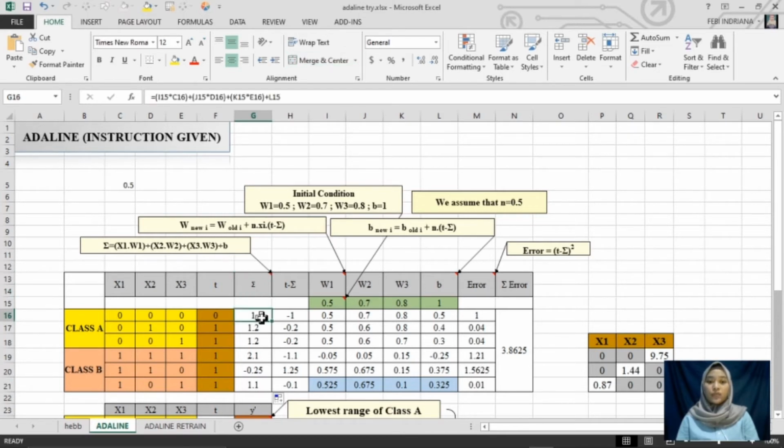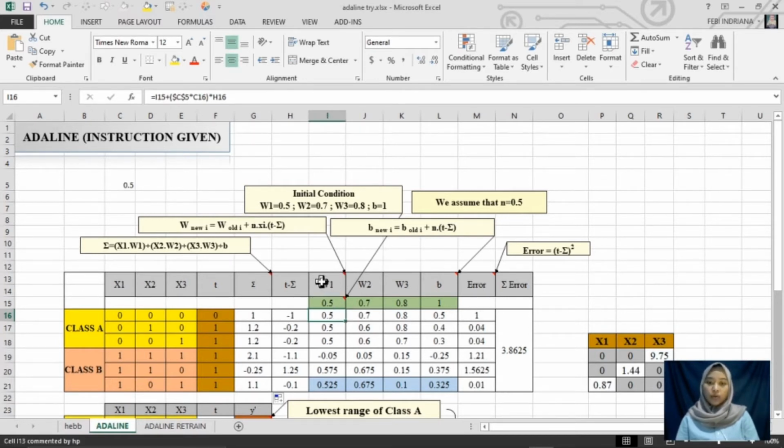To know the value of summation, we can use the formula x1 w1 plus x2 w2 plus x3 w3 plus b. After that, we can hold and drag until this data, like this. And the next column is t minus sum.